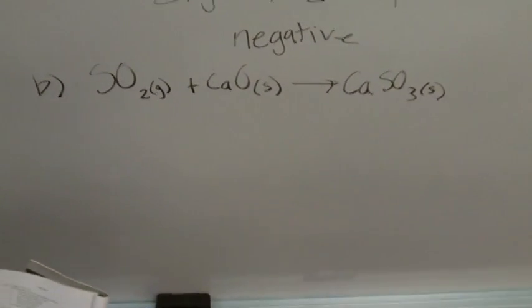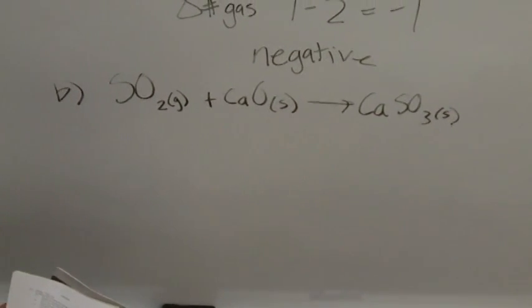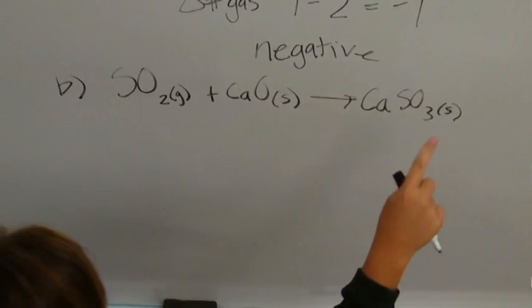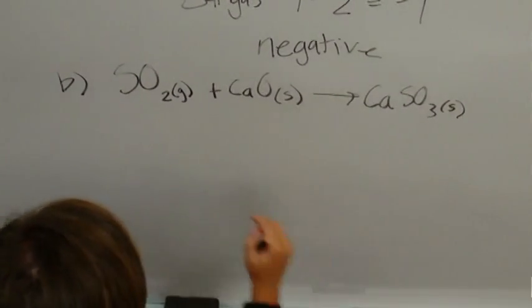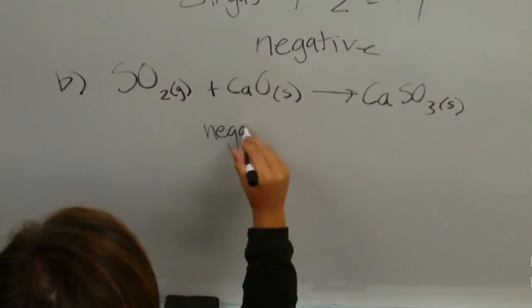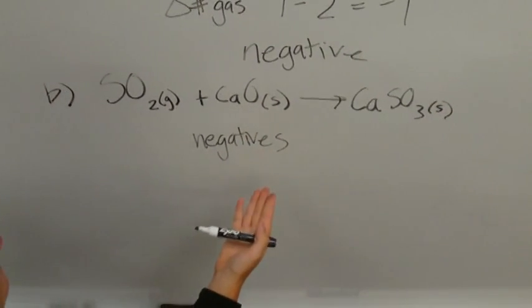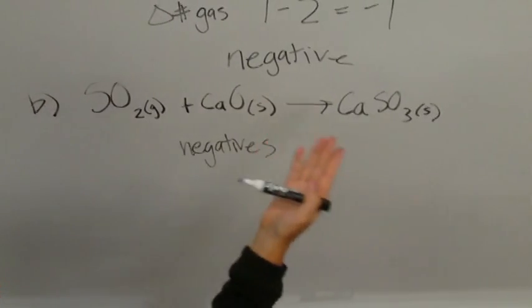B, same thing, the number of moles of gaseous materials decreases. Here we have 1 mole of gas on the reactant side. Here we don't have any moles, so it's negative. Less spontaneity, negative delta S. That's all you really need to know.